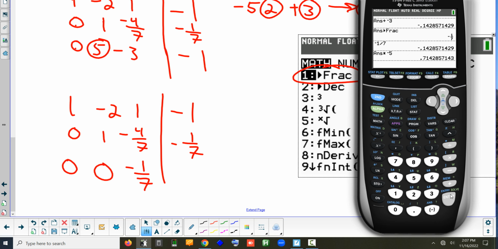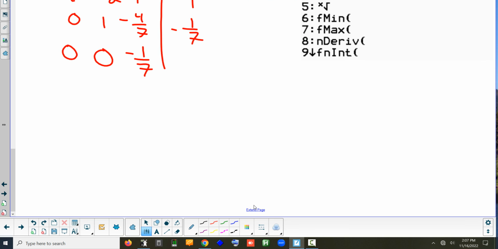And add it to what was below. Negative 1. So I get that. I think that's negative 2/7. I can just tell from the one up above. It looks like it's double. I'll check it. Negative 2/7.